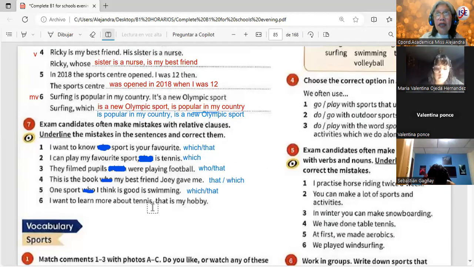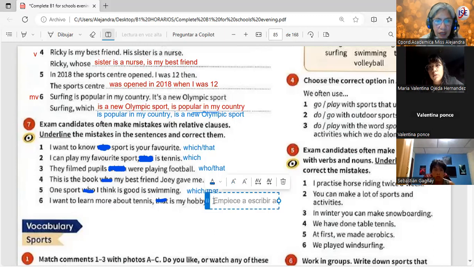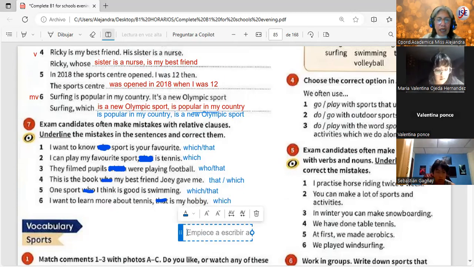And finally, Maria Valentina, I want to learn more about tennis, comma, that is my hobby. After the comma, it's not that, but which, because we don't use that when we have the commas, okay?